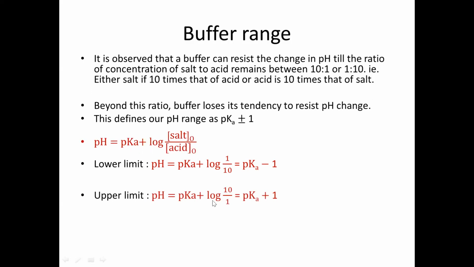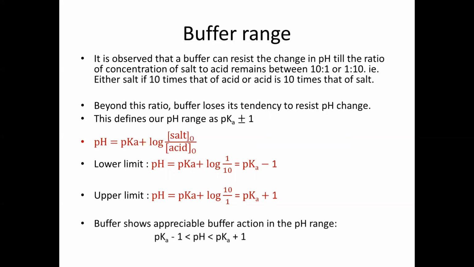And the upper limit we can find if we put the value of salt as 10 and acid as 1. So we can say this is pKa plus 1, and the buffer shows appreciable buffer action in the pH range where the pH is between pKa minus 1 and pKa plus 1. For example, the pKa for acetic acid is 4.75. That means the buffer range of acetic acid buffer would be 3.75 to 5.75. Beyond this range, the acetic acid buffer would not be able to show any buffer action.